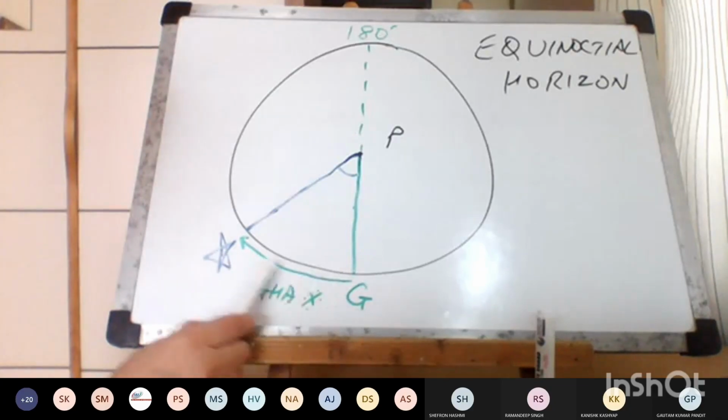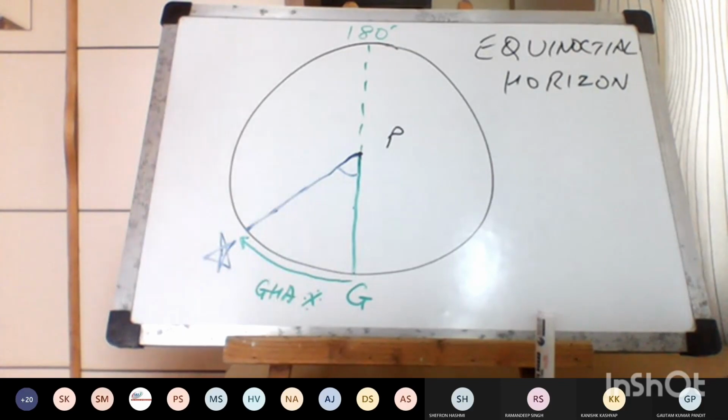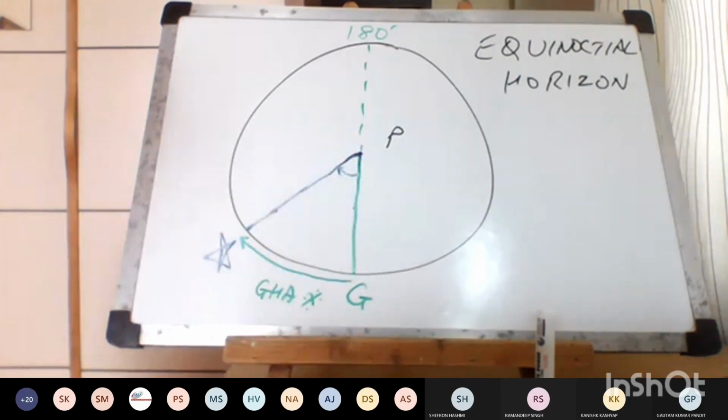Definition: the arc of the equinoctial, or the angle at the pole, between the meridian of Greenwich and the meridian passing through the body, measured westwards.